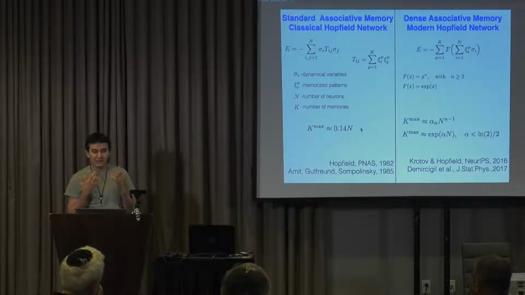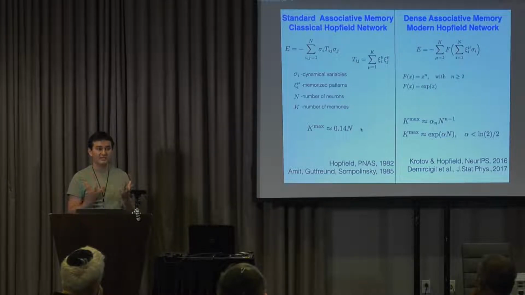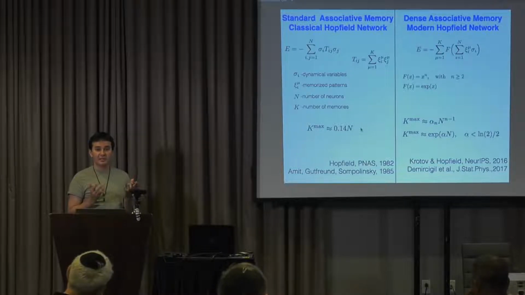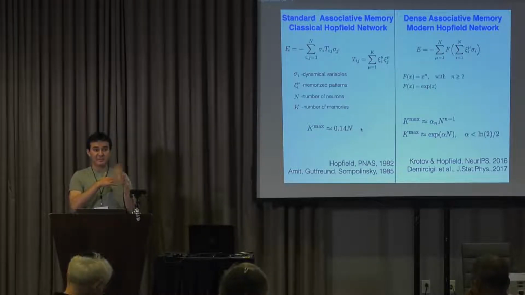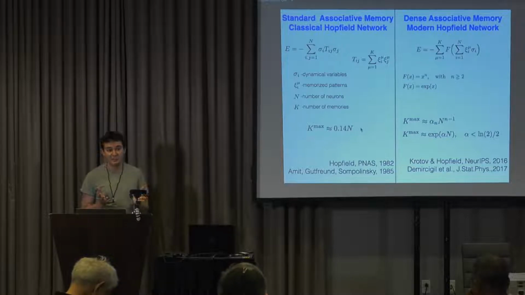Now, if you think about this, it's a little bit annoying because it really tells you that you can't store a sufficiently large number of memories for interest in machine learning applications. Think about, for example, dealing with simple binary images. Let's imagine that I give you a grid 32 by 32 pixels. So roughly speaking, you have 1,000 neurons.